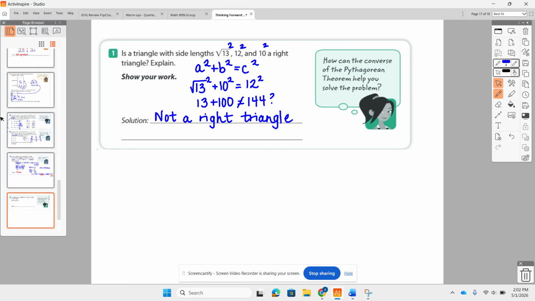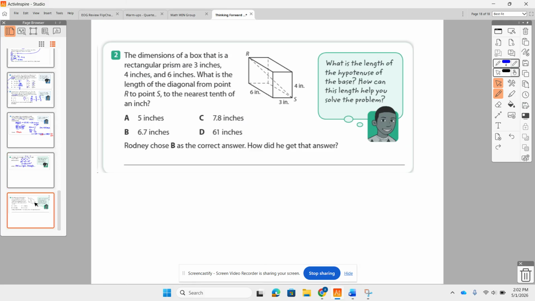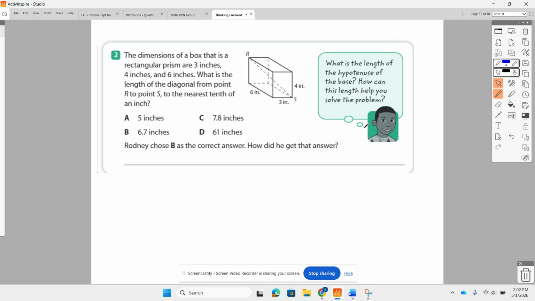All right, let's try number 2. This one's a little more tricky and similar to what you might see on the EOG. The dimensions of a box that is a rectangular prism are 3 inches, 4 inches, and 6 inches. What is the length of the diagonal from point R to point S to the nearest tenth of an inch? Well, you've got to look at how the diagonal is going across the inside of the box. So that's kind of tricky.